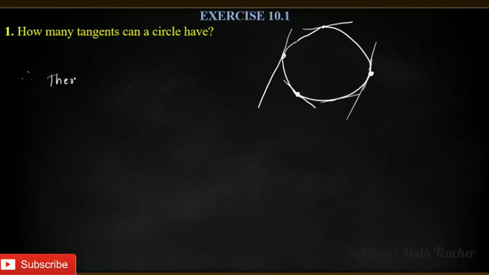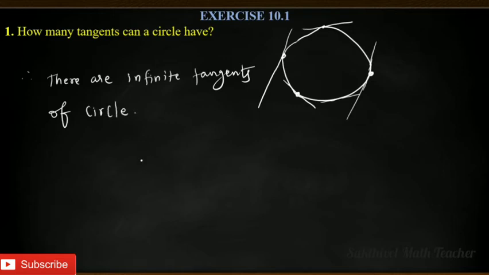So therefore we are telling there are infinite tangents. There are infinite tangents. Okay children, so that you need to understand. There are infinite tangents of a circle. If you want to complete it in a perfect manner, you can write like that. Okay, so this is another one mark question, but you need to understand how we are telling infinite. Okay, now we'll go to the next slide.